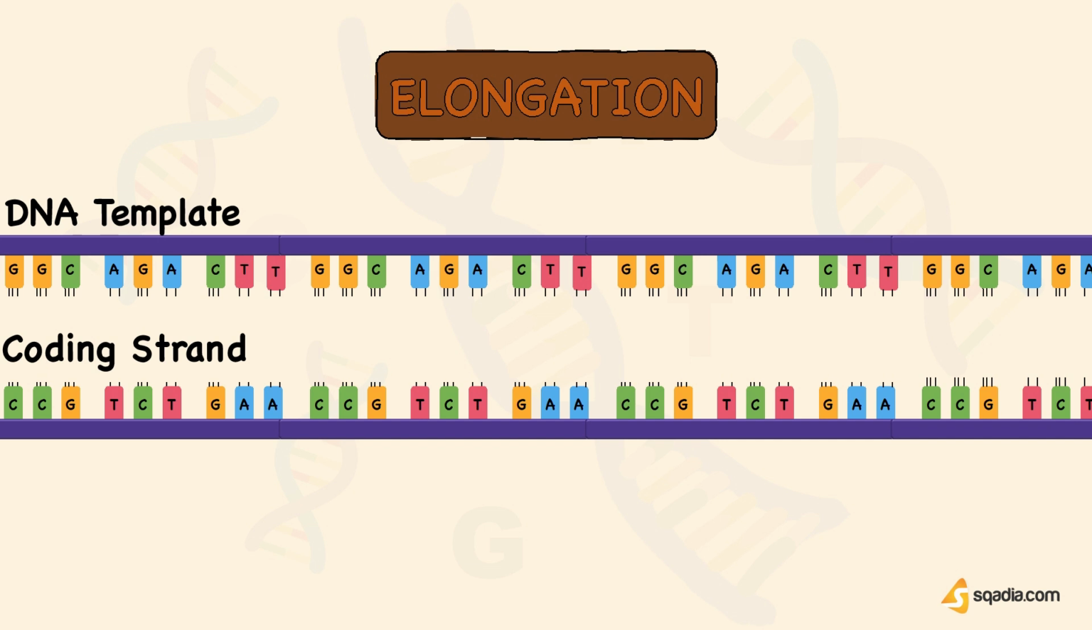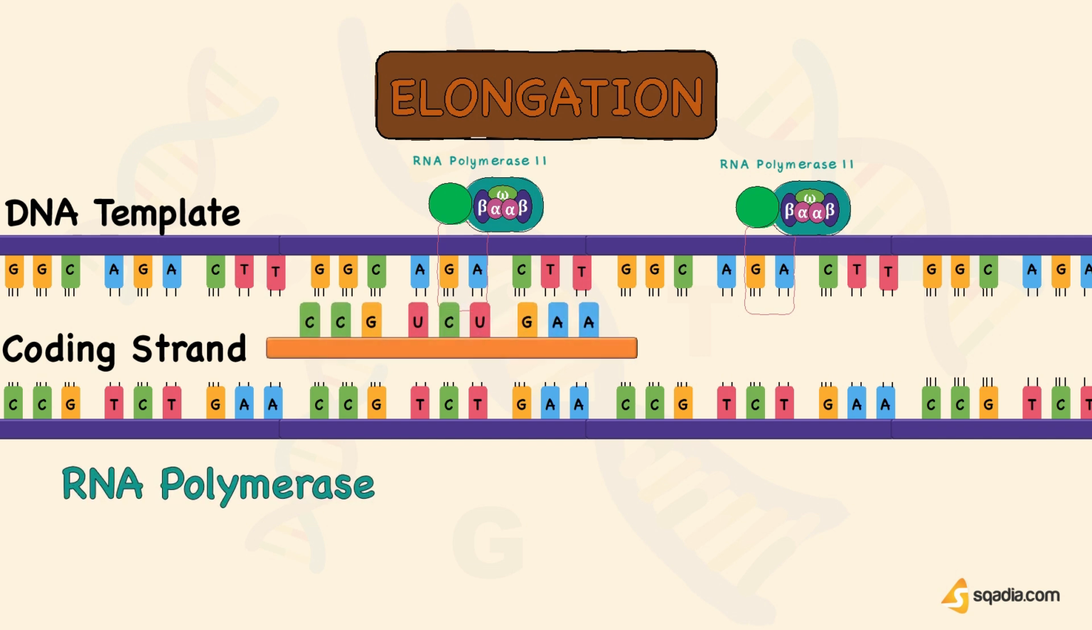Does anyone remember which enzyme was used the most in this process? It was RNA polymerase. RNA polymerase II specifically. This is because mostly messenger RNA is made by the process of transcription. Now, what will this RNA polymerase II do? Well, it performs several functions.